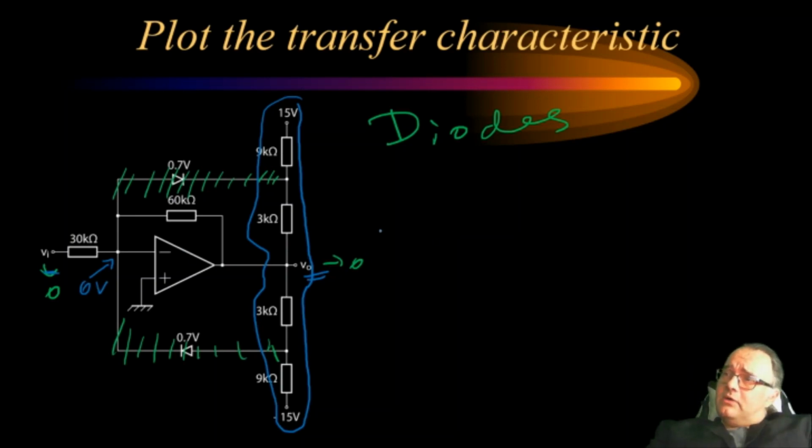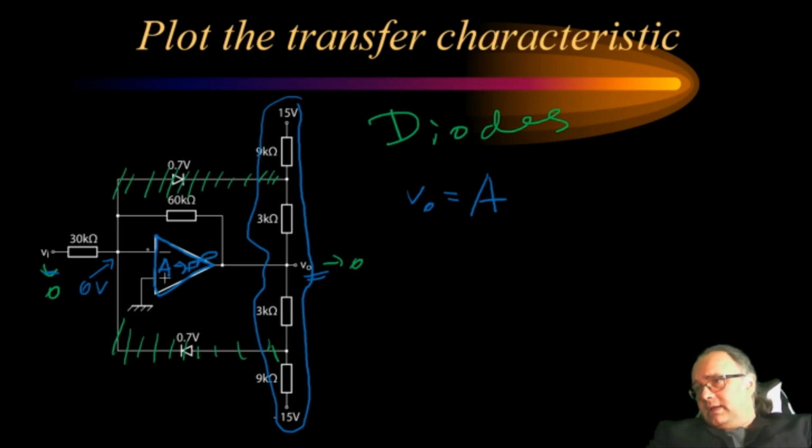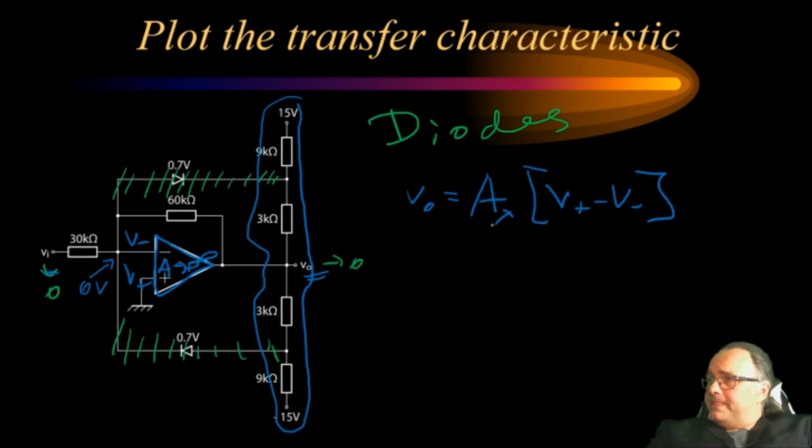Now, the output voltage is given by this op-amp. This is ideal op-amp. And it will be the gain of the op-amp, which in the ideal case is infinity or something extremely large, and then multiplied by the difference at the input. So this is V plus and this is V minus, the inputs, V plus minus V minus. This is extremely large, infinity. This V plus is connected to ground, so it's 0.